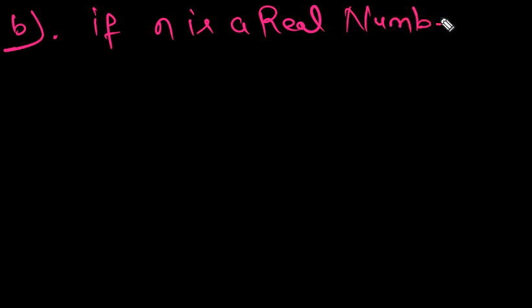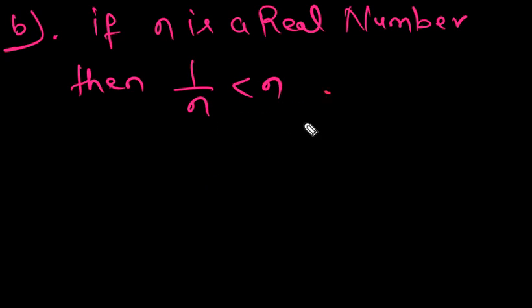Okay. Now let's take one more question. The second question says if n is a real number, then 1 over n is less than n. Find a counterexample. What you have to do is find a counterexample. What do I mean by counterexample? Prove it wrong. When I say find a counterexample means you have to prove it wrong. Okay. So n is a real number. Don't take 0. Just take some other number.